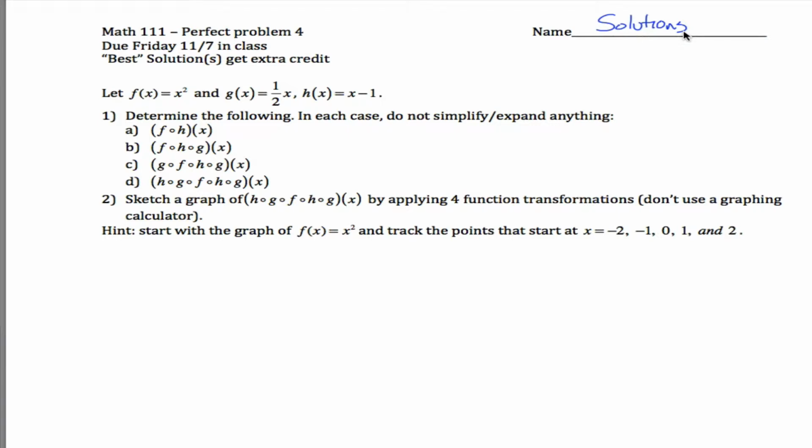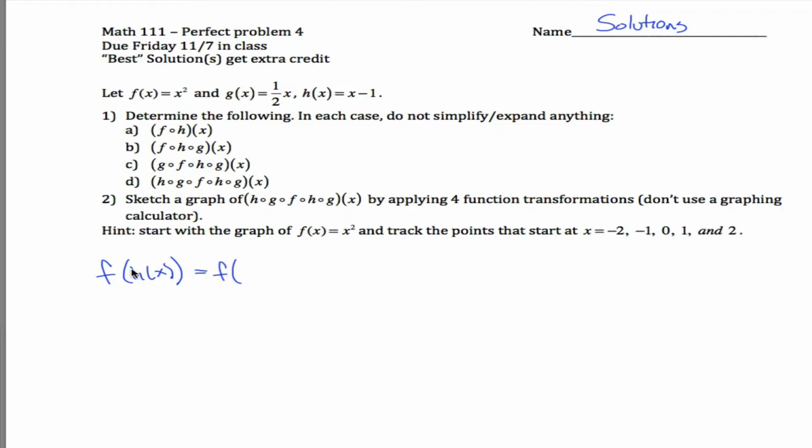All right, here are solutions for problem 4 from Math 111. A bunch of function composition is how this starts out. First I'm asked to figure out f of h of x, which I prefer to write like this. I think it makes it a little more obvious what you have to do.